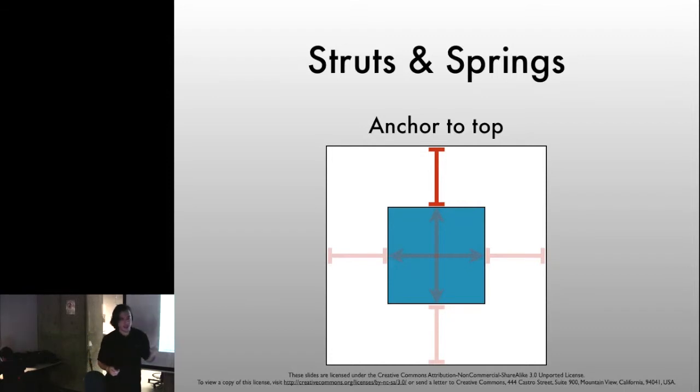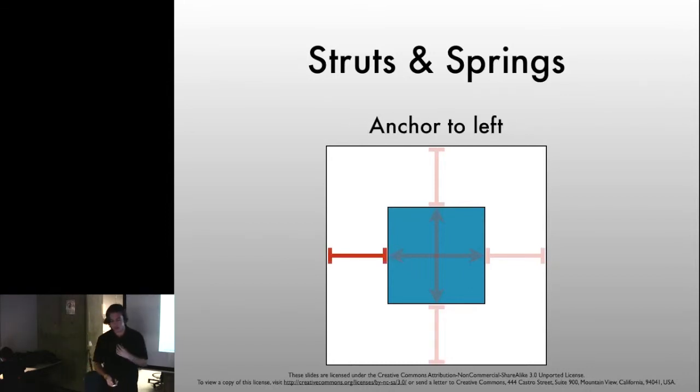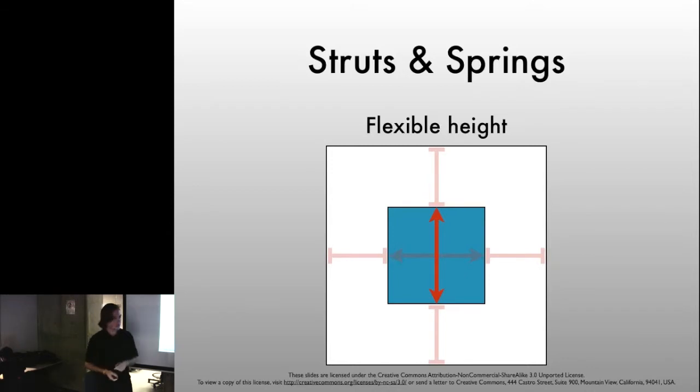So anchor to the top means maintain the distance between my top edge and my parent's top edge. Anchor to the bottom means maintain the distance between my bottom edge and my parent's bottom edge. Similar for left and right. And then the springs across the middle means that the width can stretch left to right, and then vertical means it can stretch up and down. Those more or less make sense.